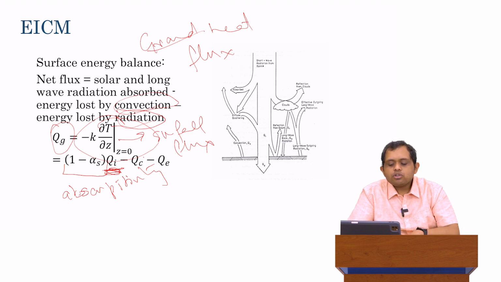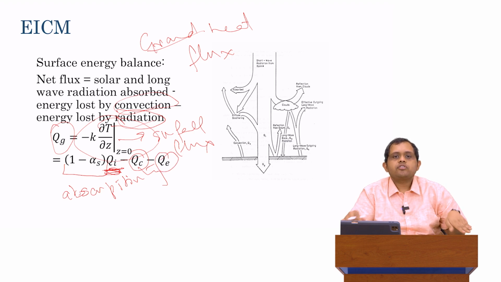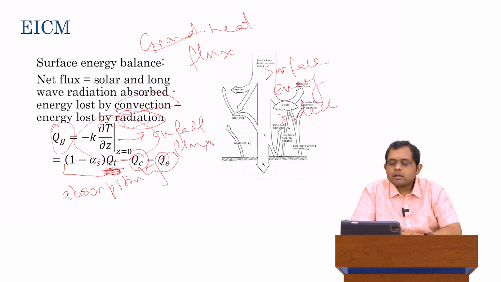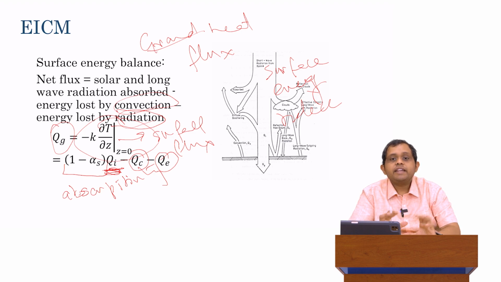We take into account QC, we'll see the formula for this in a second, which is the energy lost by convection. And then we have the energy lost by radiation. So on the surface of the pavement, this provides our boundary condition. The boundary condition is what we call a surface energy balance. That is, the net amount of energy which is entering the pavement. That is our boundary condition which we supply at the top of the surface.